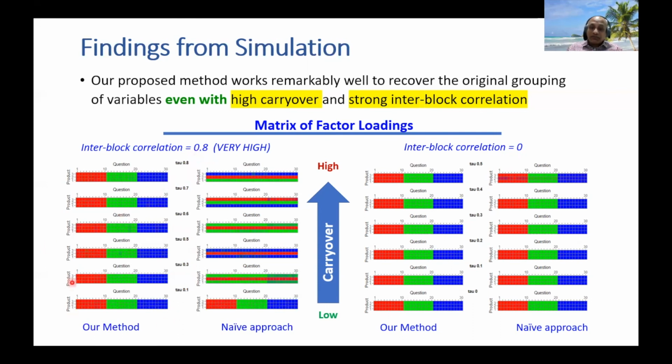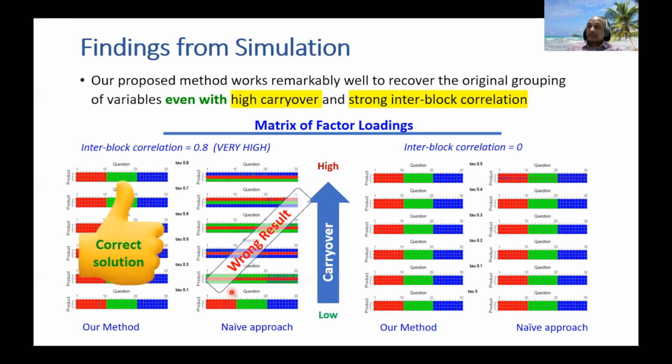On the other hand, our proposed methodology works remarkably well. We are able to retrieve the original factor structures in a nice, clean way for all levels of the carryover effect. You see that the carryover effect goes from 0.1 to as high as 0.8. So even for the highest carryover effect case, the heat maps are clean and completely vertical, which says that whereas the naive approach does not work, our approach works extremely well.